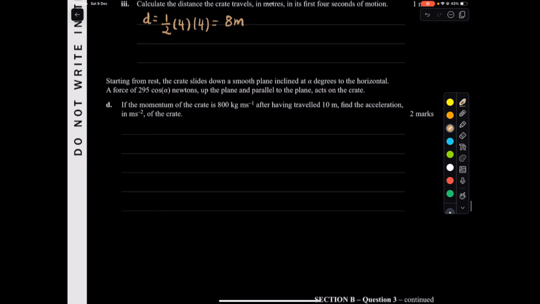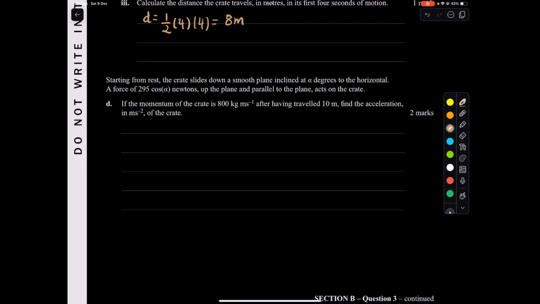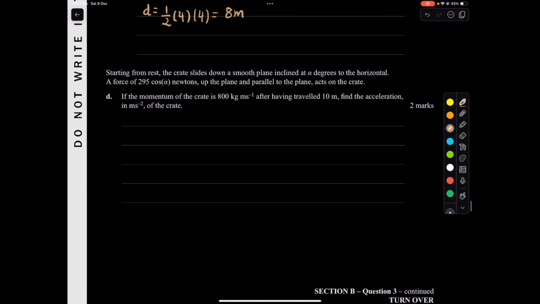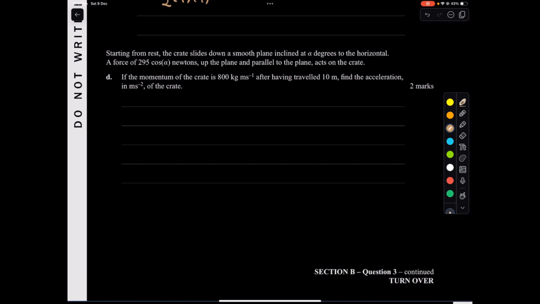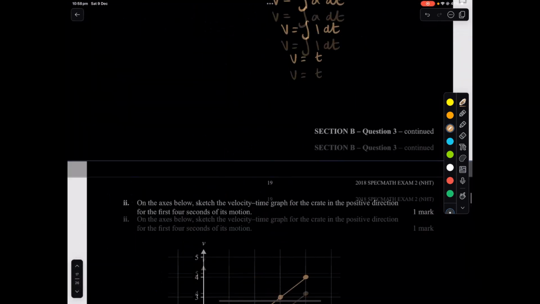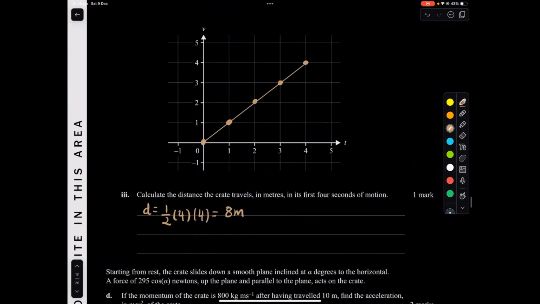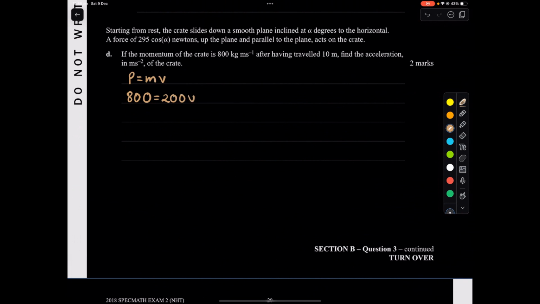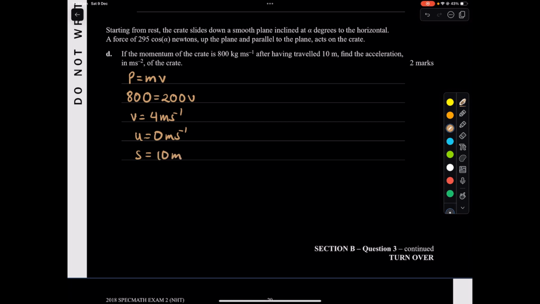If the momentum of the crate is 800 kilogram meters per second after having traveled 10 meters, find the acceleration in meters per second squared of the crate. Remember, momentum P is equal to mass times velocity. If the momentum is 800 and the mass of the crate is 200, we can find the velocity. Hence it's just 4 meters per second. We know its initial velocity u equals 0, and it has traveled 10 meters. And we want to find the acceleration.